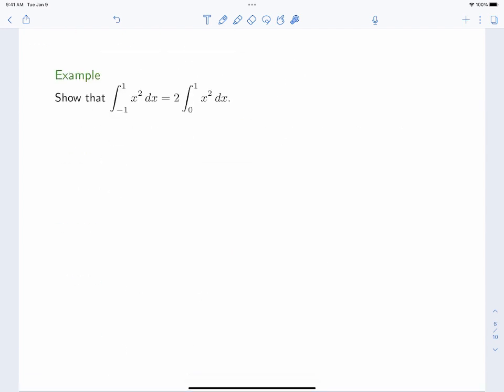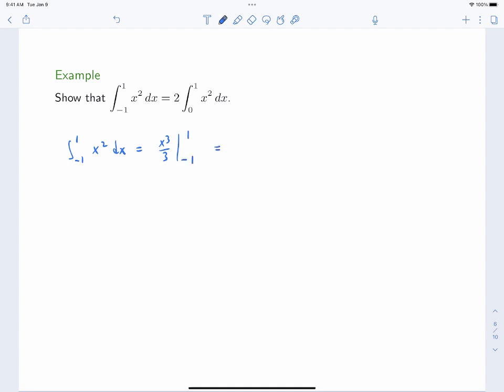Let's just verify this for a specific example. Let's show that the integral from -1 to 1 of x squared dx is double the integral from 0 to 1 of x squared dx. And we can just compute both of these individually. So the integral from -1 to 1 of x squared dx, we use the power rule. This is x cubed over 3. And we evaluate the net change from -1 to 1.